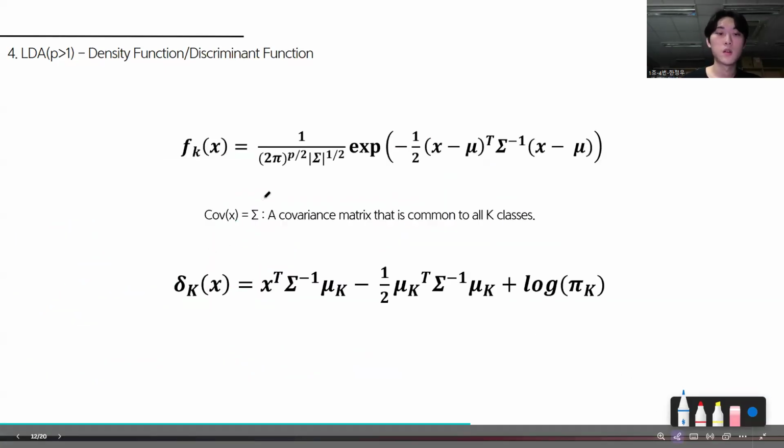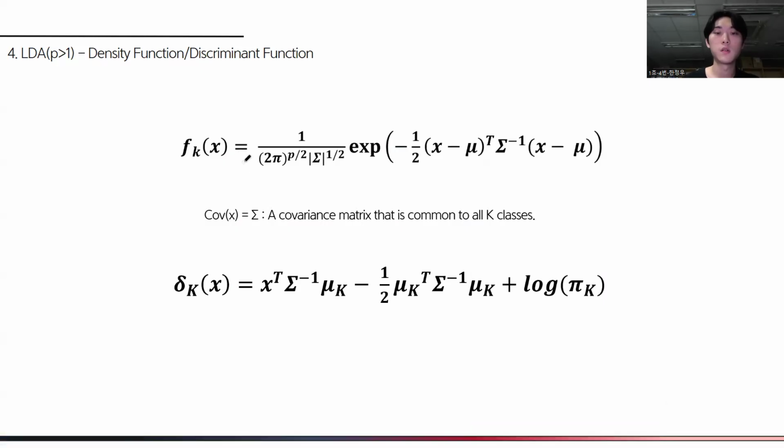Now, let's consider the case with multiple predictors. The multivariate Gaussian density function is shown in the following equation. The key point here is that when p is 1, sigma squared is replaced by the p by p covariance matrix. By substituting this equation into the Bayes theorem equation, we obtain this discriminant function.